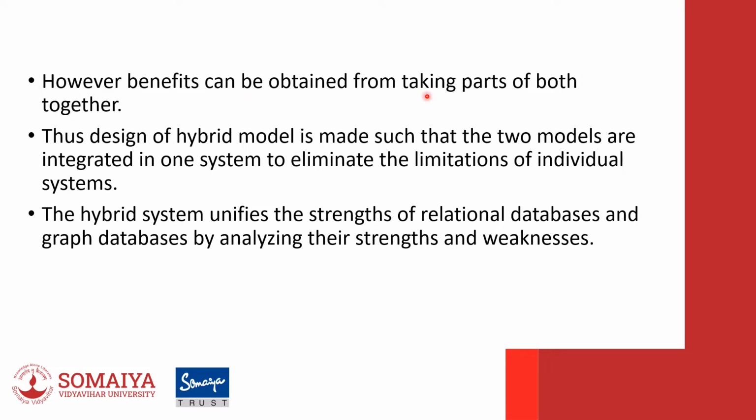However, benefits can be obtained from taking parts of both together. Since the relational database and the graph database both have their constraints and limitations, we can take the benefit of both by using the advantages of each. Thus, the hybrid model is designed such that the two models are integrated in one system to eliminate the limitations of the individual systems. The hybrid system unifies the strengths of relational and graph databases by analyzing their strengths and weaknesses.